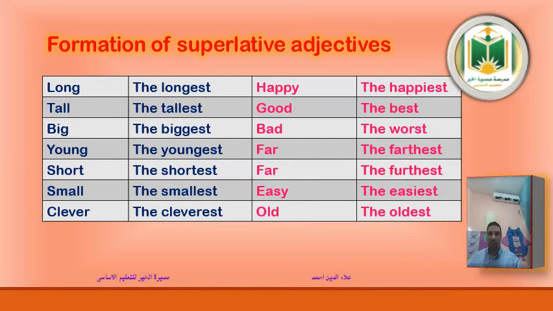For example, long, the longest, tall, the tallest, young, the youngest, happy, the happiest, but, good, the best, bad, the worst, old, the oldest, easy, the easiest, and so on.